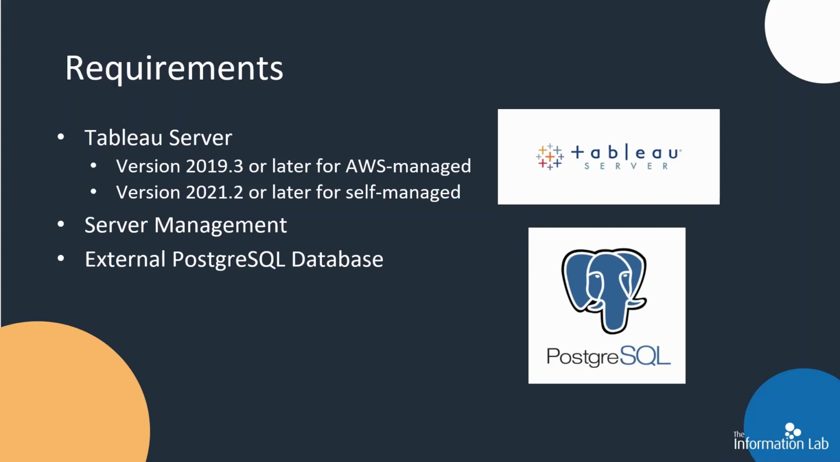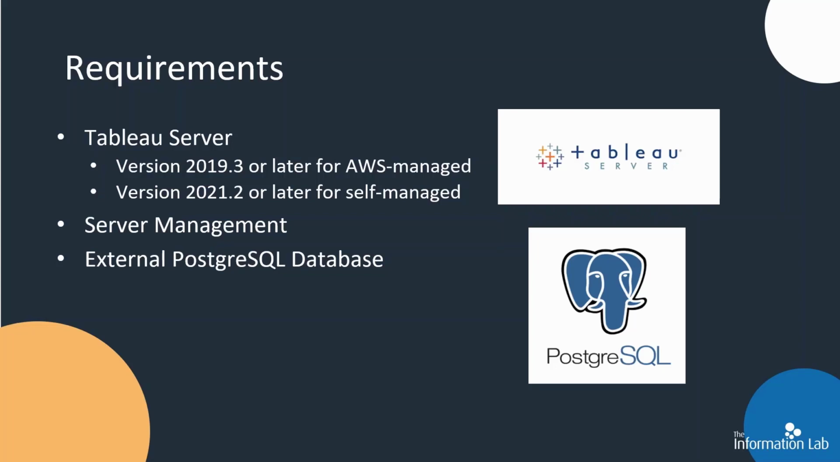Earlier this year in 2021, they added the option to be able to set up your own Postgres database on any machine. So fire up an EC2 instance, install Postgres, and use that as your external repository. Or you can also do it in-house, so you can have your own on-premise machine running a Postgres database. As long as your Tableau server can communicate with that, you can set that up as well. But as I say, you need version 2021.2 or later.